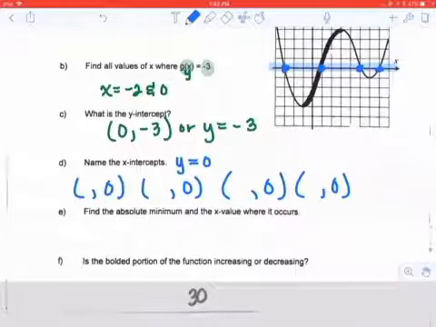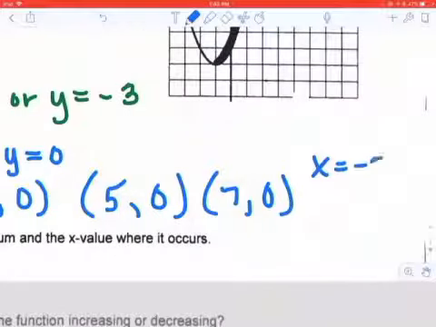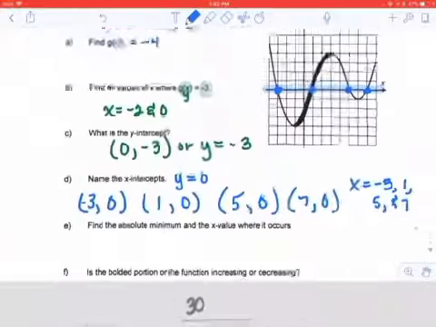And the first one is (-3, 0), then (1, 0), then 1, 2, 3, 4, 5, (5, 0), I believe. Let me check again. Yep, (5, 0), and then (7, 0). You could have also written x equals -3, 1, 5, and 7.